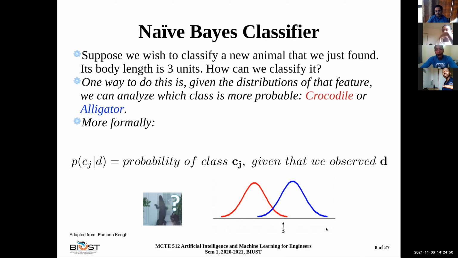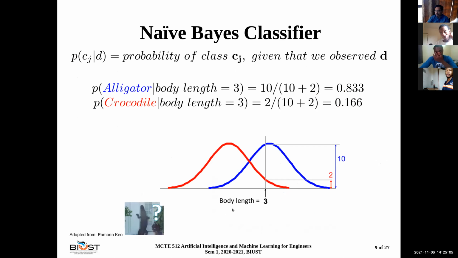If you plot the distribution, 3 is around here in terms of body length. Here we can say that a large portion is alligator, while a smaller portion is crocodile. So most likely it is an alligator. But then we can compute it. The probability of a class, crocodile or alligator, given that we observe d, the body length. So given body length 3, what is the probability that it is an alligator? And the other one, what is the probability that it is a crocodile?